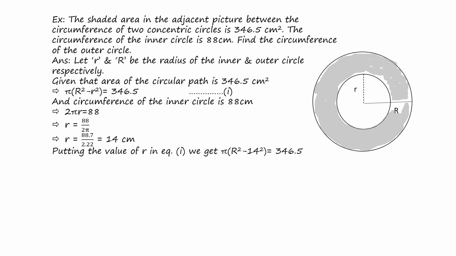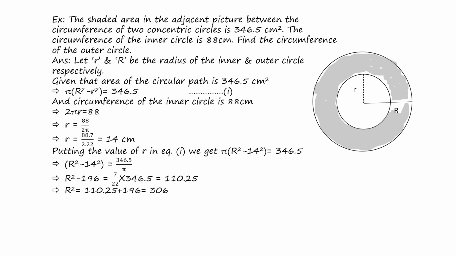pi into (capital R square minus 14 square) equals 346.5, or R square minus 14 square equals 346.5 by pi, or on expansion R square minus 196 equals 7 by 22 into 346.5, which is 110.25, so R square equals 110.25 plus 196, which is 306.25. So R equals the square root of 306.25, which is 17.5. So we got the outer radius of the circle.